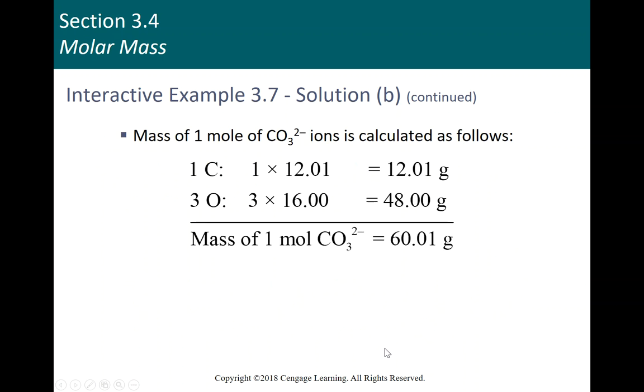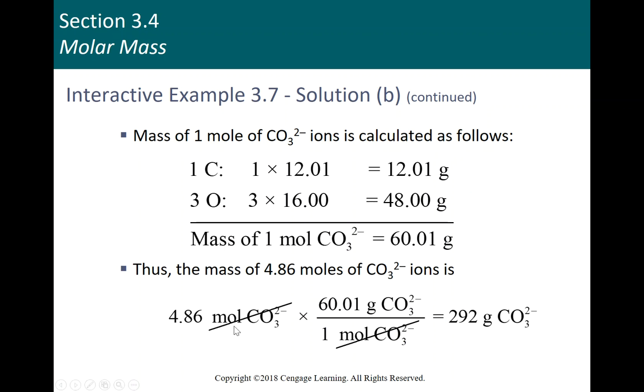So if we step back and just look at that piece of molar mass that talked about the carbonate ion, we know that the mass of 1 mole of carbonate ions is 60.01. And we do the same calculation, only this time we're just dealing with carbonate ions, again using that as a unit factor so that moles cancels out, and we end up with about 292 grams of our approximately 500 that is carbonate ions.